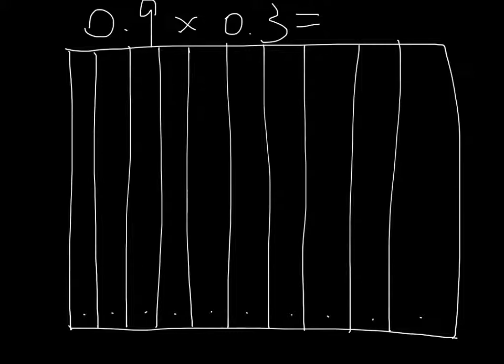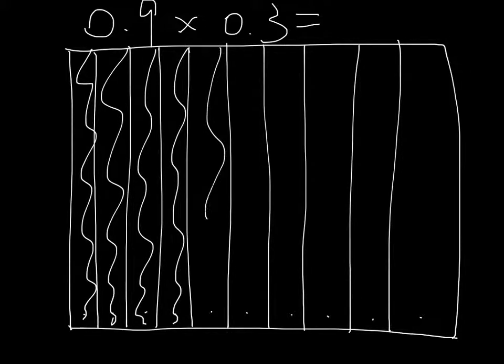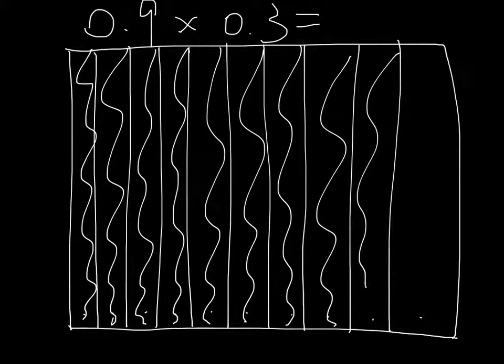And now I'm gonna count 9 columns to represent 9/10. Okay, now I'm gonna shade my 9/10 in this square as you can see. 1, 2, 3, 4, 5, 6, 7, 8, 9.